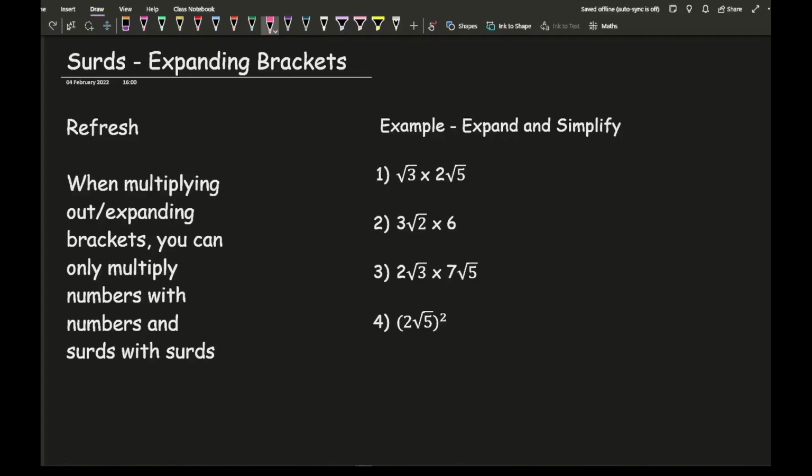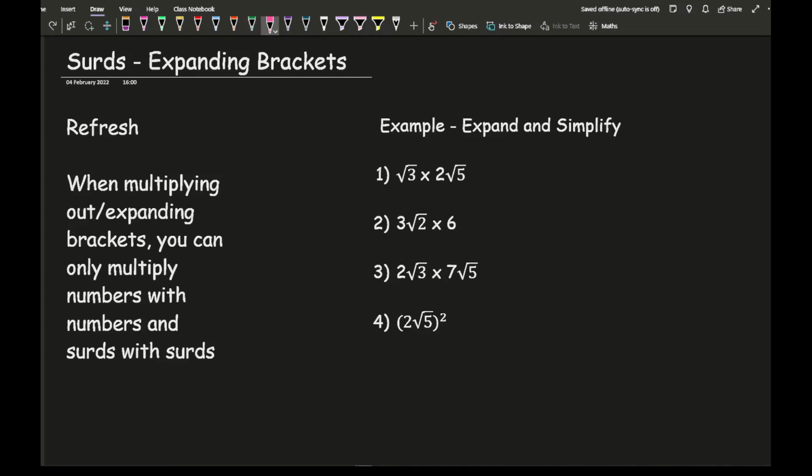Now before we get started, let's just have a quick refresh. Now when multiplying out or expanding brackets, you can only multiply numbers with numbers and surds with surds. And that's a really important thing to remember, because you don't want to get confused by just multiplying literally everything that you see. So as an example, if we look at question 1, so here we've got a surd and we're multiplying that by a number and a surd.